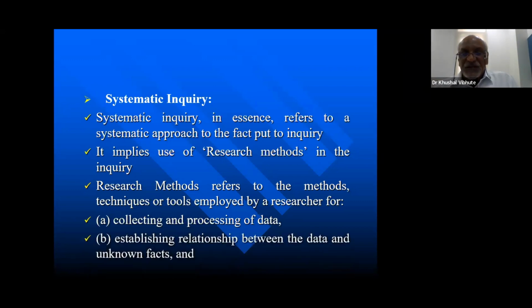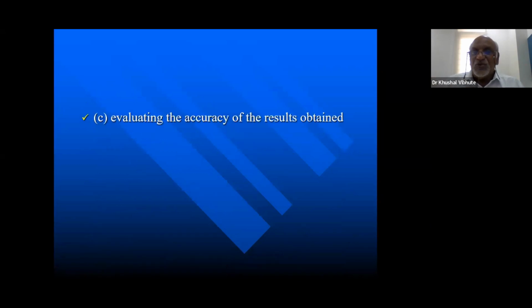The second one is that the way in which you establish relation between the data and unknown facts, connecting it. The way in which you connect the data with the unknown fact, that's also known as research method. And the last meaning of research method is that you need to verify the connection which you want to establish between data and unknown facts. Therefore, now you, as a legal researcher, need to be systematic in your approach in inquiry of a legal fact, meaning thereby you need to use research methods.